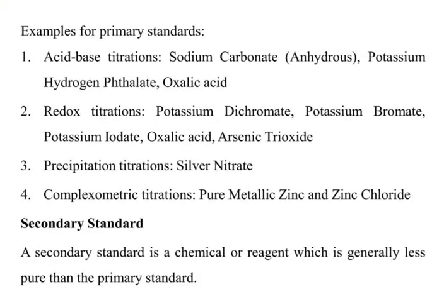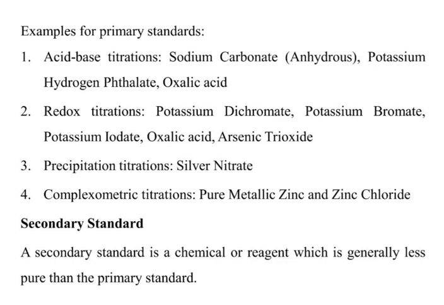What are the examples for primary standards? Acid-base titrations: sodium carbonate, potassium hydrogen phthalate, oxalic acid. Next, redox titrations: potassium dichromate, potassium bromate, potassium iodate, oxalic acid, arsenic trioxide. Precipitation titrations: silver nitrate. Complexometric titrations: pure metallic zinc and zinc chloride.